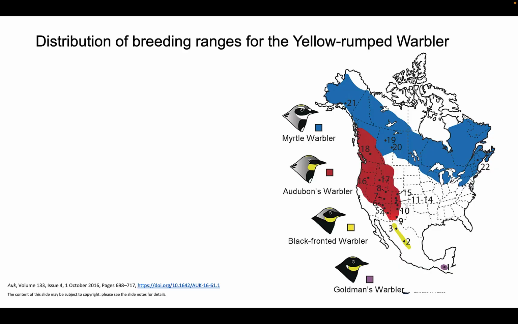So here you can see the map of the areas where these live, and the myrtle form of the yellow-rumped warbler has the largest range, all the way to Alaska, to the Maritime provinces, down to Michigan. The Audubon's warbler is in the western United States, and they overlap in British Columbia and do hybridize a little bit with the myrtle warbler. The black-fronted warbler populations are in Mexico, and Goldman's warbler in Guatemala.